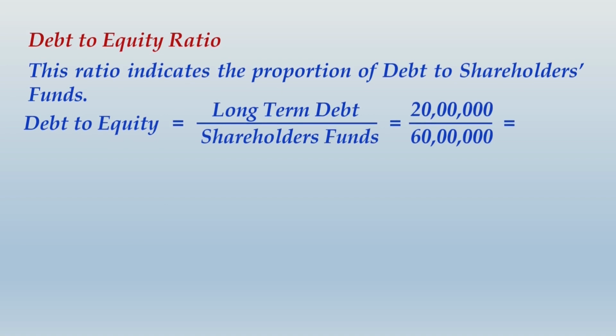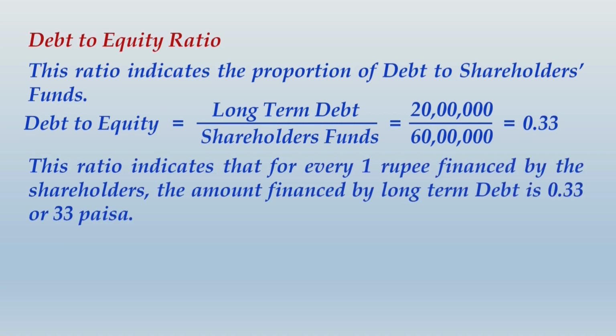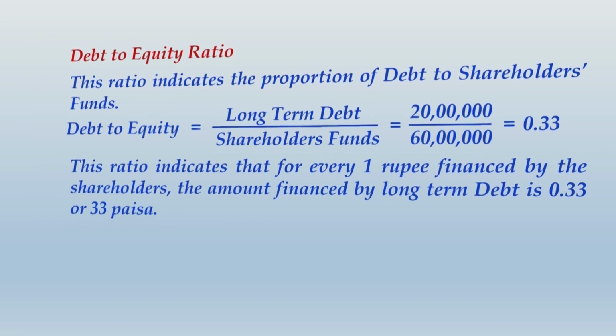So it is 20 lakhs by 60 lakhs. You can call it as 1 by 3 or by an absolute value as 0.33. So what does this imply? This ratio indicates that for every 1 rupee financed by the shareholders, the amount financed by long-term debt is 0.33 or 33 paisa. Basically, if you have understood the earlier two ratios, I actually don't have to explain this ratio to you at all. Let us move ahead and take up other ratios for discussion.